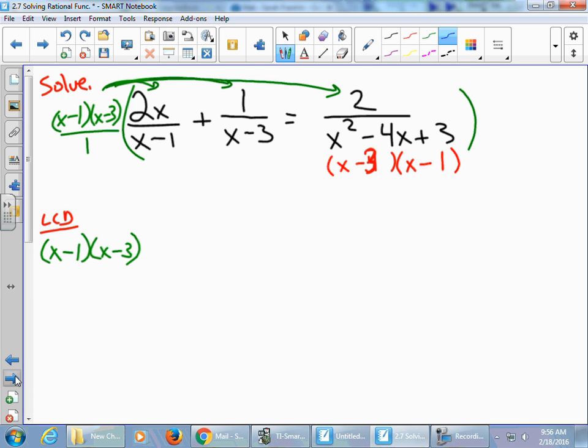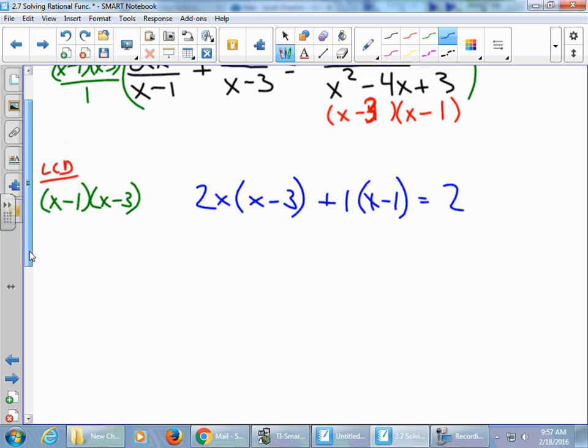When I do this times the first term, what would I be left with? 2x and x minus 3. You didn't listen to me. I said I wasn't going to distribute. I'm going slow so you can see it. This times this, what's going to happen? You're going to have those cancel. So 1 times x minus 1. And then over there, what's going to cancel out? They both cancel out, and I get 2.